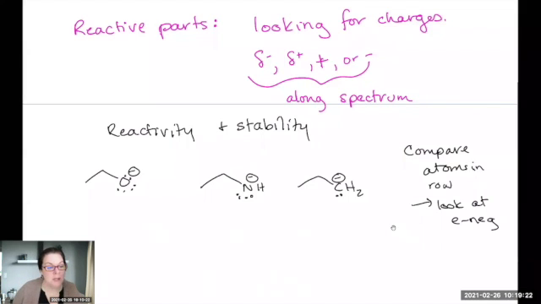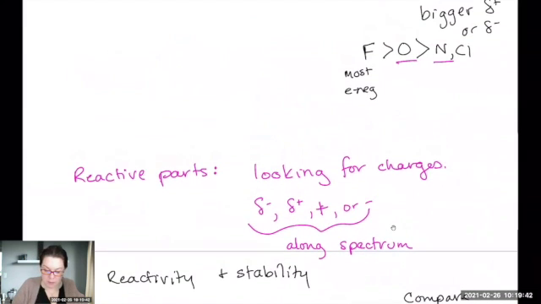So the most electronegative is the oxygen. This carbon is the least electronegative, and the nitrogen's in the middle. Would everybody feel comfortable with that? Once again, I'm pulling that just from our little list here of the four.